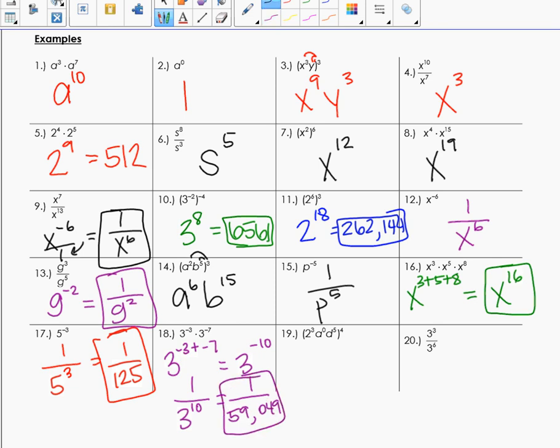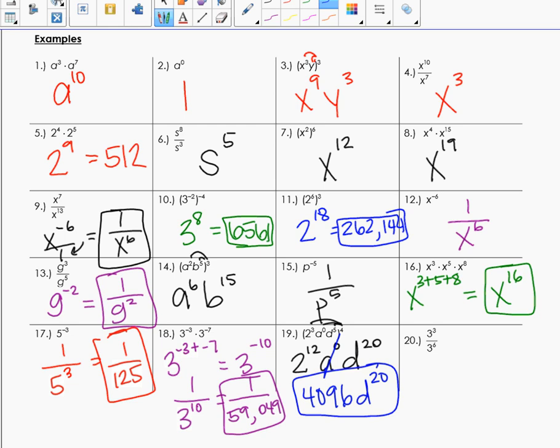Okay. For number 19, you're doing the same thing as number 14. You're just going to kind of distribute that 4 in. So you get 2 to the 3 times 4, which is 12, a to the 0 times 4, which is still 0, and d to the 5 times 4, which is 20. So this right here, you guys, becomes 1. So if you're multiplying by 1, it's not going to change anything. And your 2 to the 12th is going to become 4,096 times that 1, which isn't going to do anything, times d to the 20th.